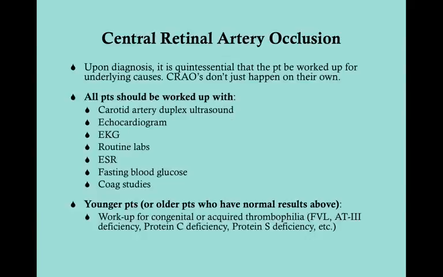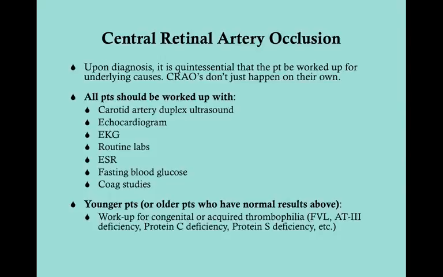So upon diagnosis, it's going to be your responsibility to work the patient up for underlying causes. These don't just happen on their own. So the patient will have something wrong with them that put them at predisposition. All patients, regardless of their age, should get a carotid artery duplex ultrasound. They should get an echocardiogram to look for atrial fibrillation or any other kind of abnormality, valvular abnormalities that can gather clots and then release them. They should get an EKG, routine labs. That's usually done anyway when you're first investigating the patient.